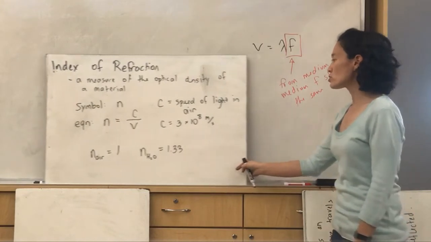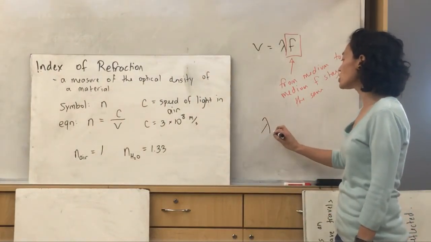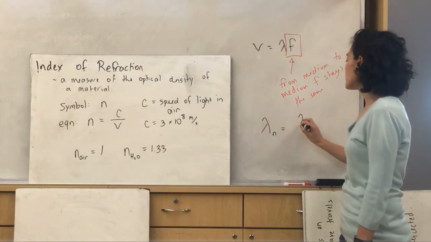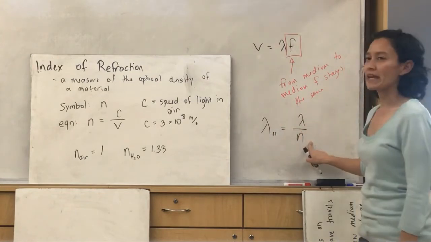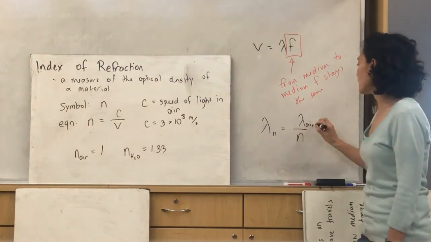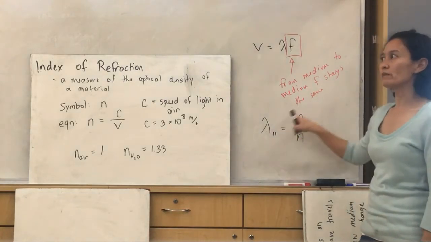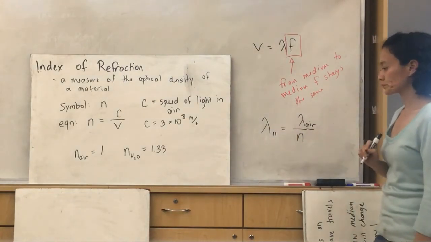We're not going to go into it so much in this unit, but if you wanted to know how the wavelength changes, the wavelength in a medium changes by dividing by the n value. So the wavelength of light in the medium is just the wavelength of light in air divided by n.